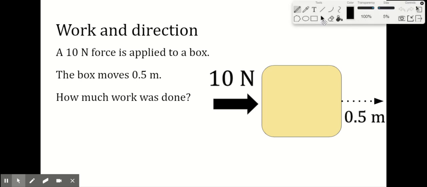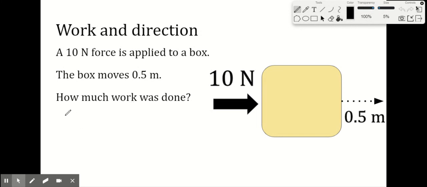Okay, so I have another really boring example, but I'm going to try to make a point here, and that's why I'm making the example really boring, because I just want the math to be the main focus. So we have a 10 Newton force applied to a wonderful tan box here. This box moves 0.5 meters. How much work was done?